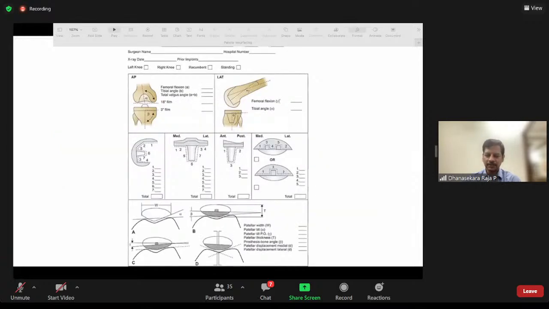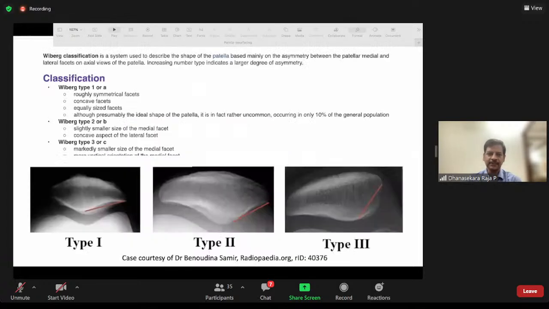So this is the Knee Society knee scoring system where they give the different angles to measure. So patellar width, patellar tilt, patellar thickness, prosthesis bone angle, prosthesis patellar displacement angle, medial and lateral. These are the angles we calculate.